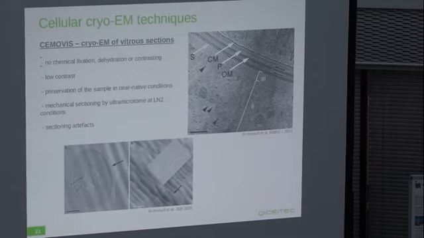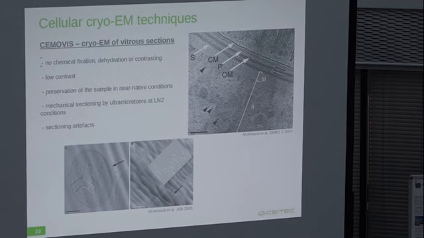Of course, if you have a bulky specimen, which you cannot image in the transmission electron microscope because it's more than half a micron thick, one obvious thing is to cut it into slices. For that, the technique of so-called CEMOVIS has been developed, which is cryo-EM of vitreous sections. You take the high pressure frozen sample and use the ultramicrotome, but operate it at liquid nitrogen temperature, so your knife is cold, and you float the sample or individual sections on the liquid nitrogen level.